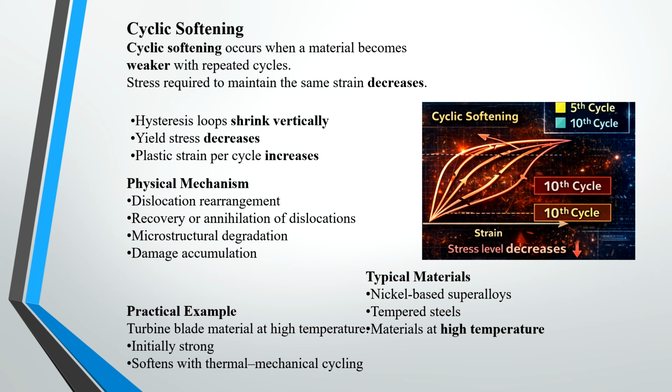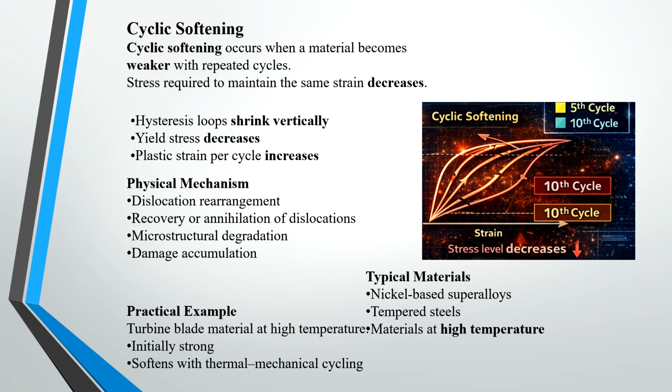So what is the physical mechanism for this? Why does it become weaker after certain cycles? It is because of dislocation rearrangement, recovery or annihilation of dislocations, microstructure degradation, and damage accumulation. These are some of the mechanisms we observe in the materials. Because of that, this behavior can be observed.